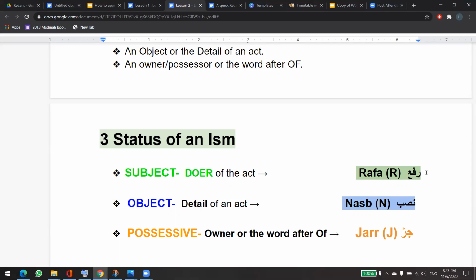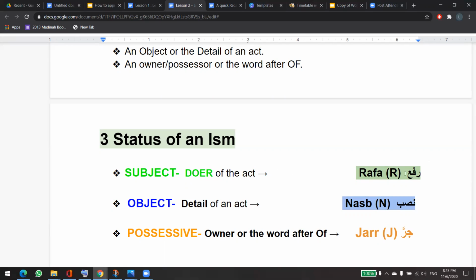So Rafa isms are those which are either the doer of the action or the subject of the sentence. If an ism is the doer of the act, or if in a sentence you don't find an action, then the subject of that sentence is Rafa. That status is Rafa, the doer of the act or the subject of the sentence. That's Rafa.